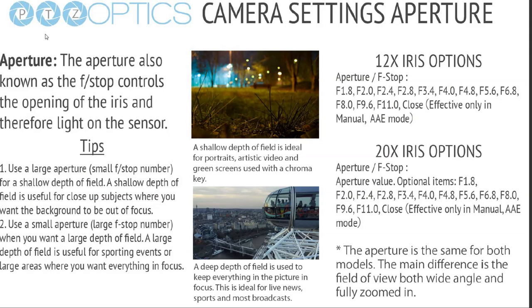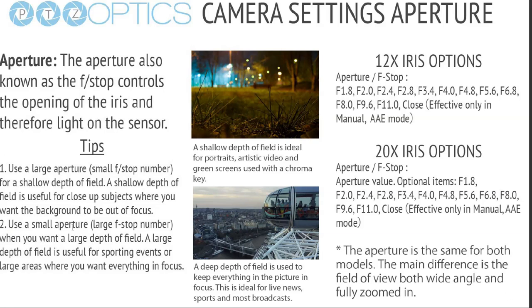Aperture is also known as f-stop control, and it's basically the opening of the iris and therefore controlling the light that hits the sensor. So using a large aperture, which is a small f-stop, I know that's confusing, allows you to have a shallow depth of field. And a shallow depth of field is useful for close-up objects where you want the background to be out of focus. So that's called bokeh. And it's a very great way to do interviews and live streams. And it's actually a nice little trick for getting the ideal green screen setting as well, because you can kind of blur that green screen background and really get an even color.